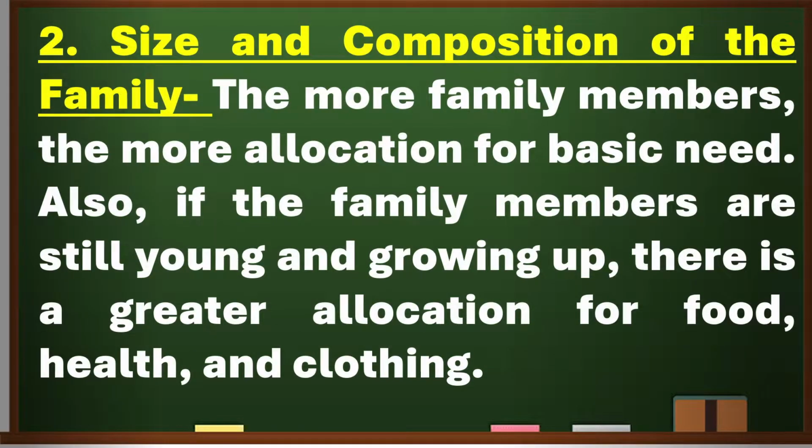2. Size and composition of the family. The more family members, the more allocation for basic need. Also, if the family members are still young and growing up, there is a greater allocation for food, health, and clothing.